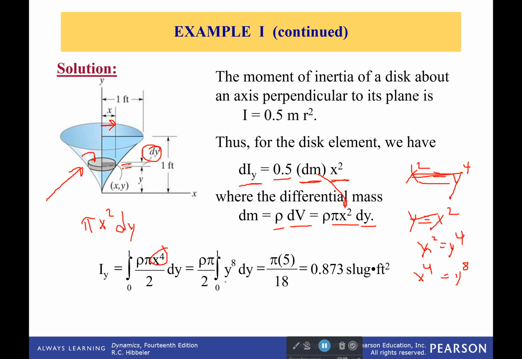So I plug all that in. This is not a difficult integral, and I can solve. And so what I get then is that it's going to be 0.873 slug foot squared. Sorry, slug foot squared, not slug per foot squared. So it's a crazy shape, but the setup is actually pretty simple.